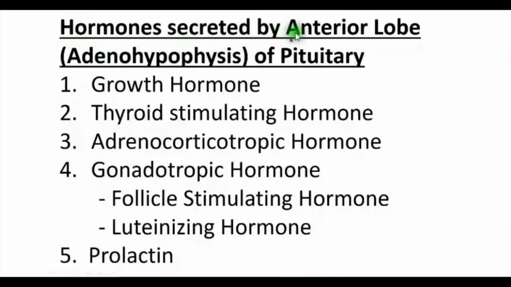Hormones secreted by the anterior lobe of the pituitary. So what hormones are secreted by the anterior lobe? Number 1, growth hormone. Number 2, thyroid stimulating hormone. Third is adrenocorticotropic hormone. Fourth, gonadotropic hormones: follicle stimulating hormone and luteinizing hormone. The last one is prolactin.